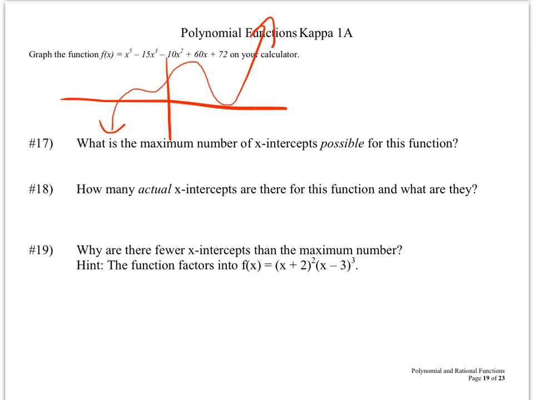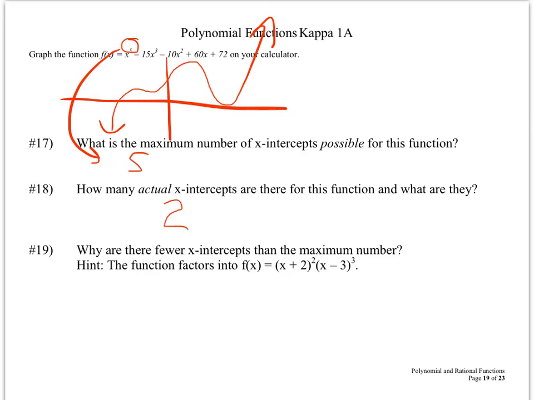What is the maximum number of x-intercepts possible for this function? The maximum possible is 5. It's a 5th degree polynomial. How many actual x-intercepts are there? Well, if you look at this graph carefully in your calculator, you'll find that there's actually only 2. It touches the x-axis twice.